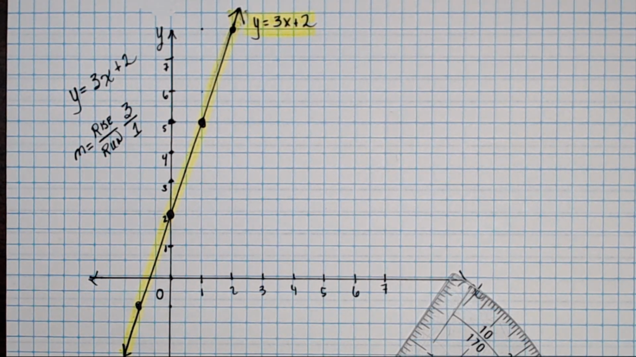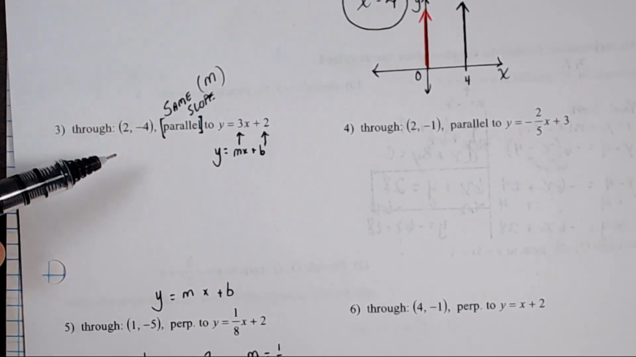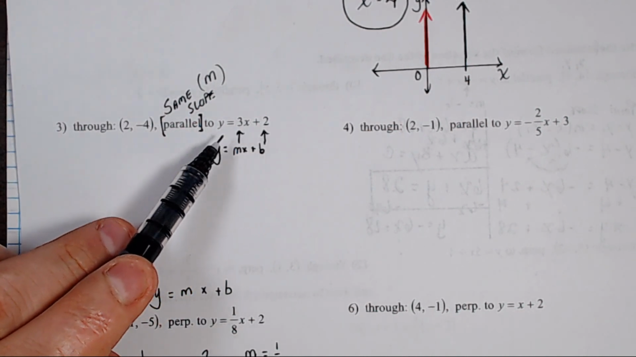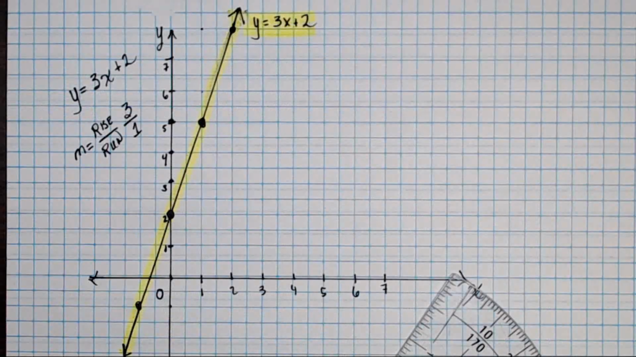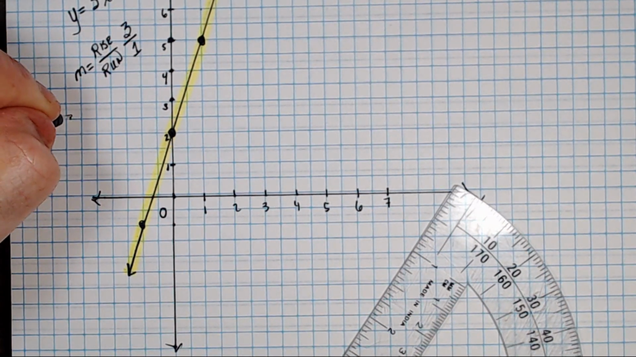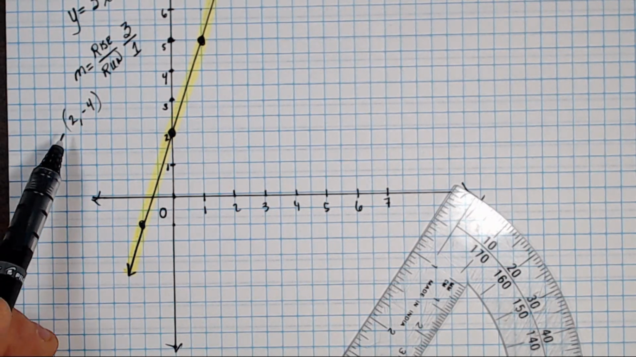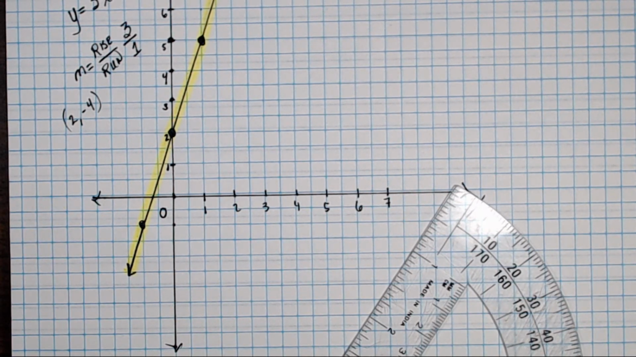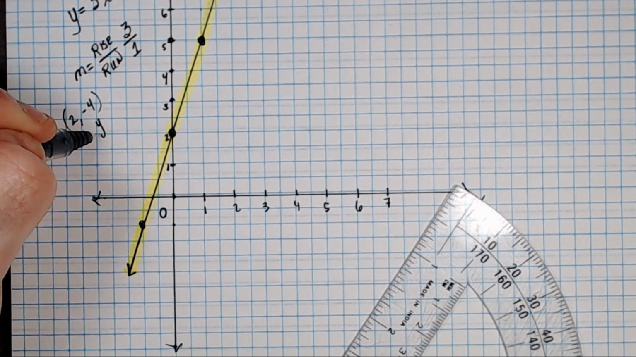Well, now what? Let's go back to our problem. We were told that we need to find a line that's parallel, with the same slope as this line, which we just drew, going through point 2, negative 4. So what we need to do is go back to our graph. We need to plot the point 2, comma, negative 4. Now, 2, comma, negative 4, which one is the x value? The 2 or the negative 4? The 2. So write x underneath that, and then negative 4 must be the y value.